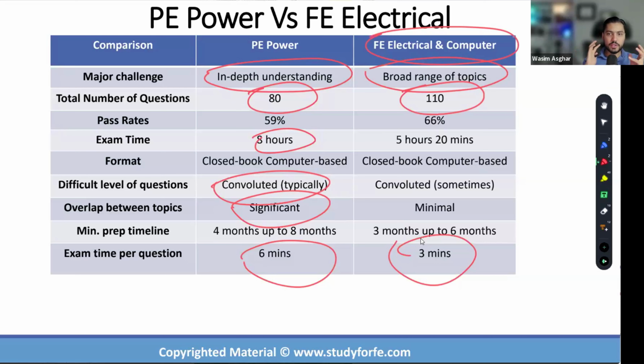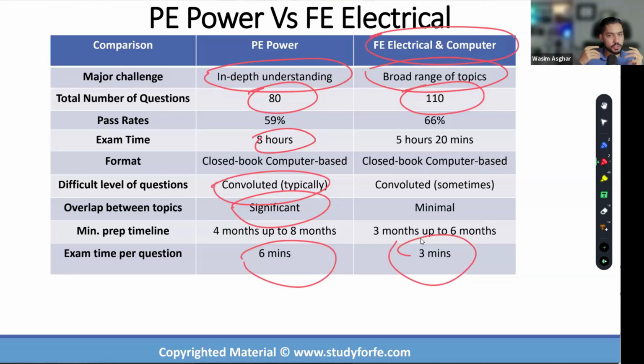Okay, so these are the kind of adjustments that we have to make when we are progressing from FE electrical to PE power, right? We have to wear different hats, and the way that I've designed my programs takes all of this into consideration. Okay, and the other thing that you got to remember is about 30% of FE electrical does carry over to PE power, and you're going to see the topics that we're going to discuss in today's session very shortly.